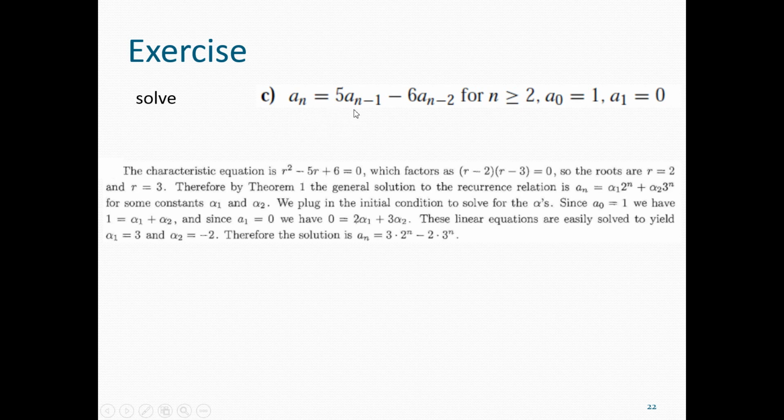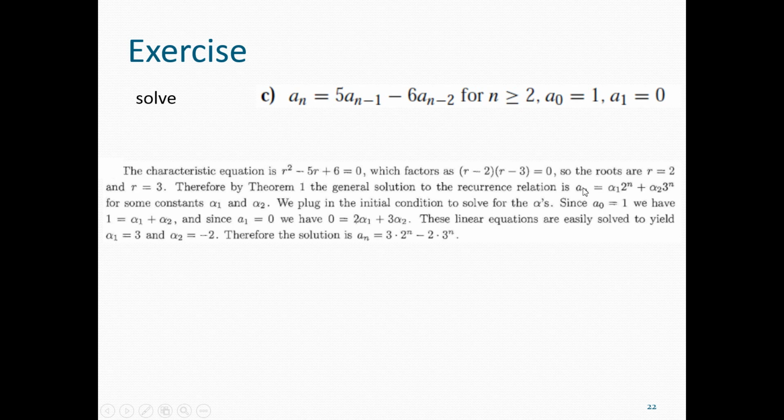a_n is equal to 5a_(n-1) plus 6a_(n-2). This is a homogeneous linear recurrence relation with constant coefficients, and its degree is 2, and the initial conditions are a_0 is equal to 1, a_1 is equal to 1. So the corresponding characteristic equation will become r square minus 5r plus 6 equal to 0, and its factors are (r minus 2) into (r minus 3) equal to 0. So r is equal to 2, r is equal to 3. That is, the characteristic equation has distinct real roots.